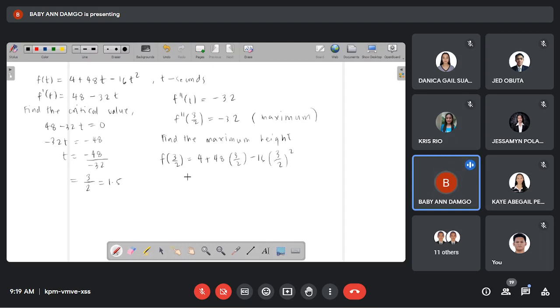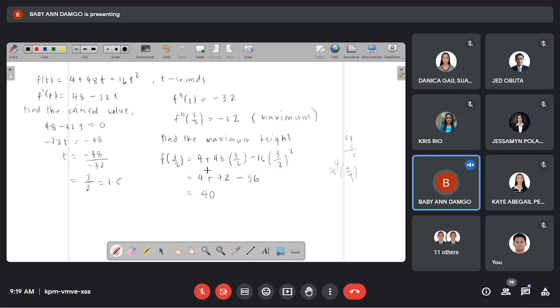Okay, so we have here 4 plus 24 times 3, so we have 72 minus, 3 halves squared is 9 over 4. So 16 times 9 over 4, so 9 times 4 is 36. So 4 plus 72 minus 36, so we have 40.